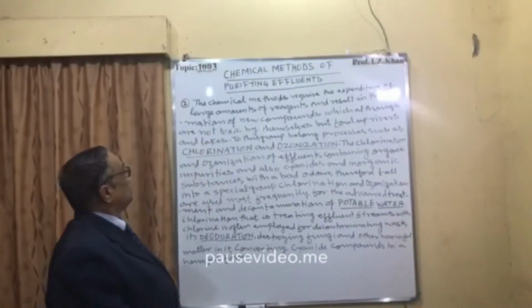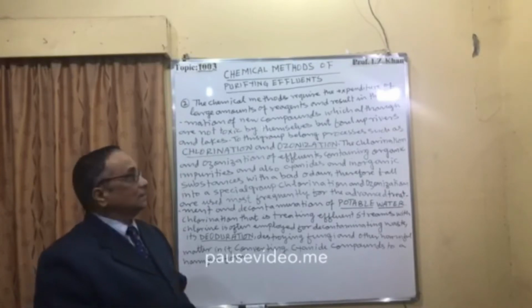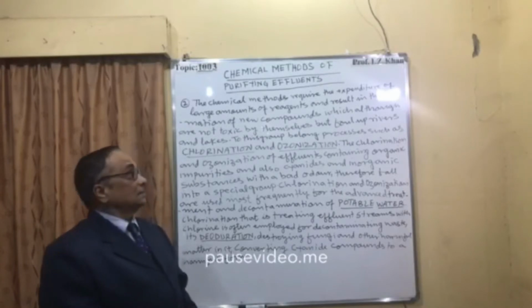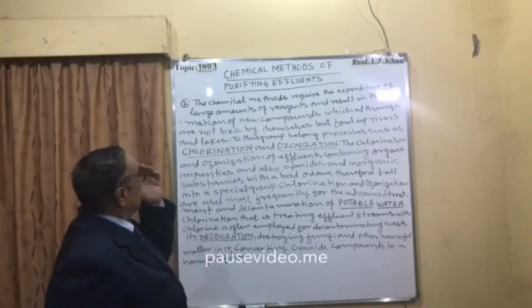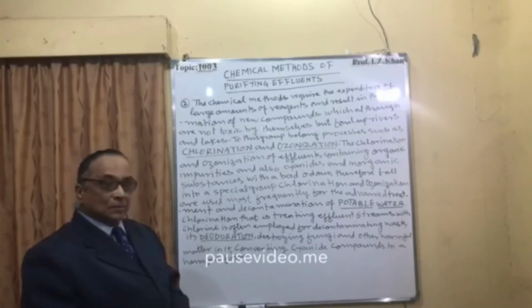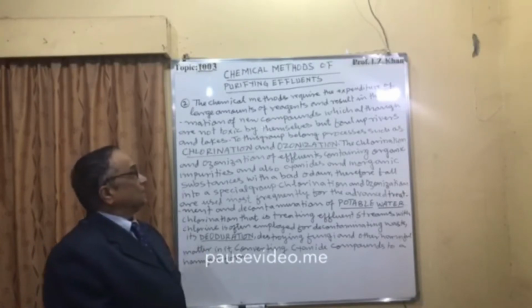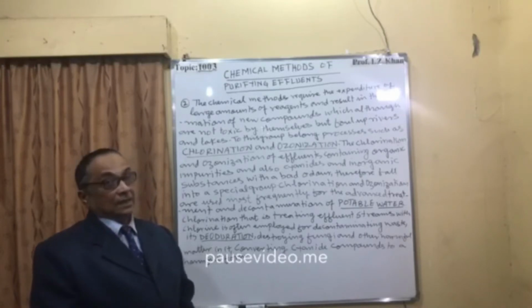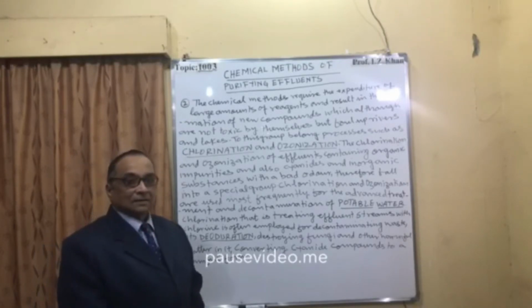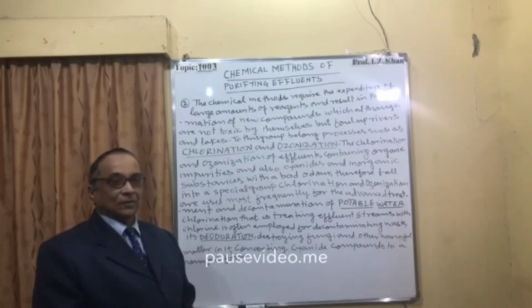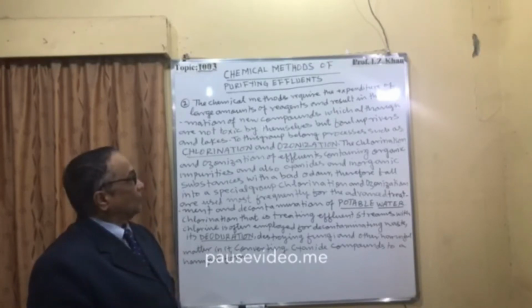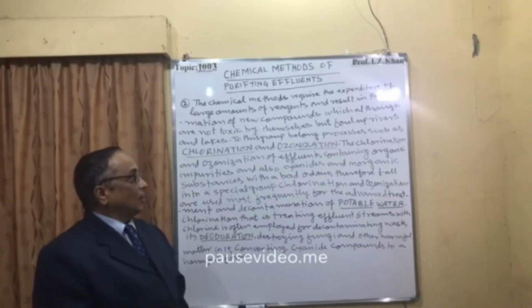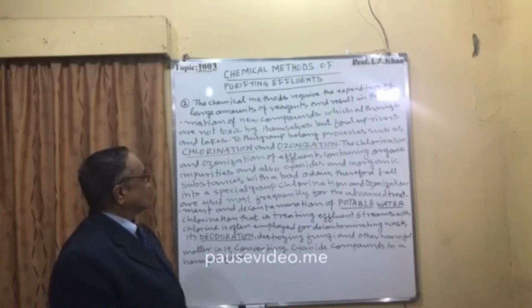Number 2, the chemical methods require the expenditure of large amounts of reagents and result in the formation of new compounds. So in the chemical methods, as we know, we need a lot of chemical reagents, and there is a chance of formation of a lot of new compounds, which although are not toxic by themselves, may fall into rivers and lakes.